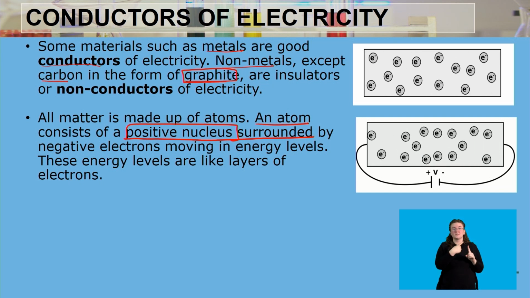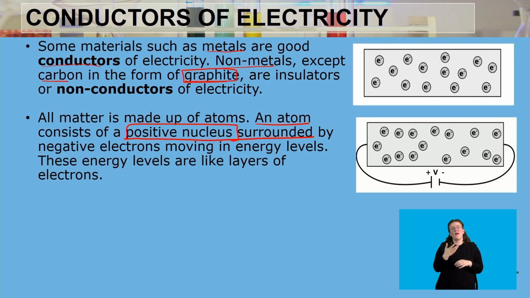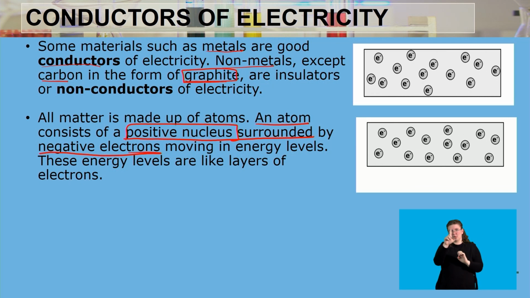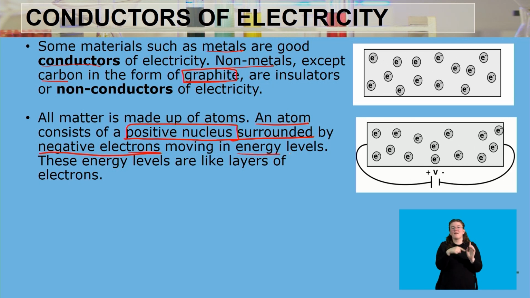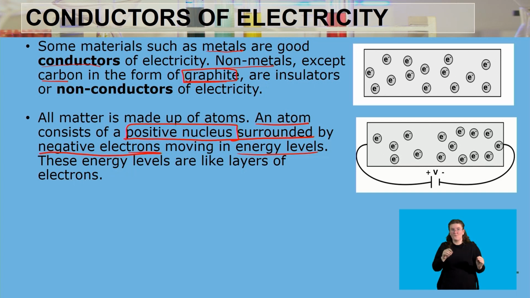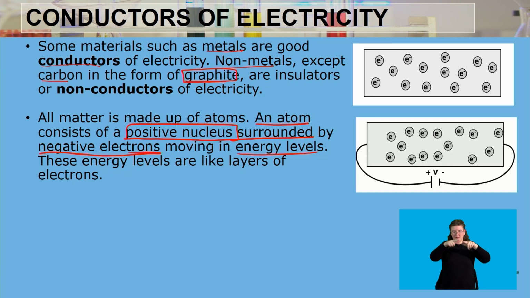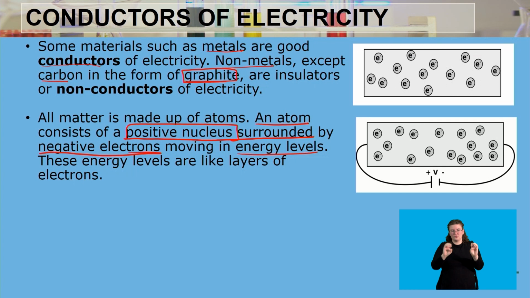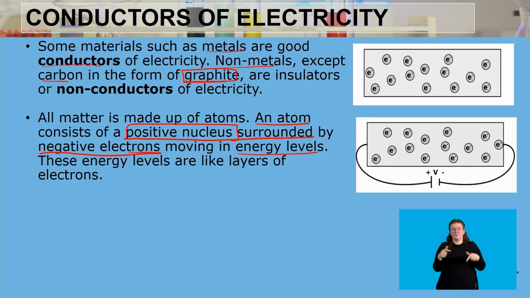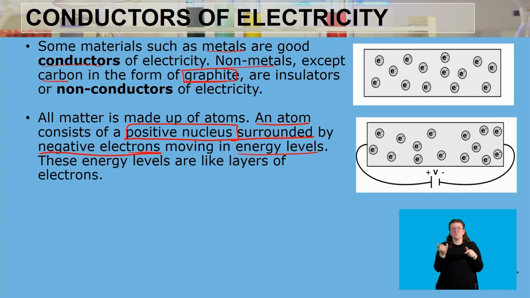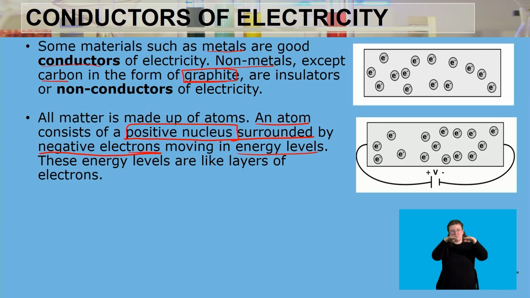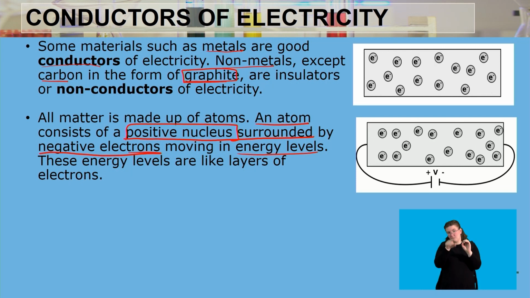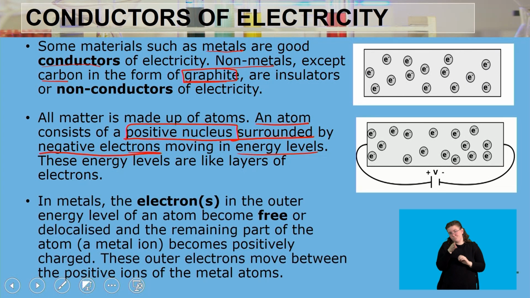However, around the nucleus, we find the negative electrons, which form an electron cloud around the nucleus. These negative electrons move in energy levels. So we have different energy levels that each of these electrons occupy. We can take those energy levels as layers of electrons: on each energy level we find electrons, and when we go to the next one, we still find electrons. So basically, we're going from layer to layer, and on each layer we are still finding electrons.